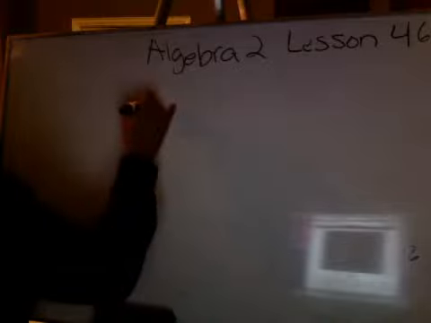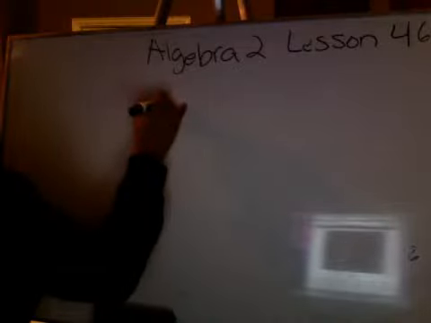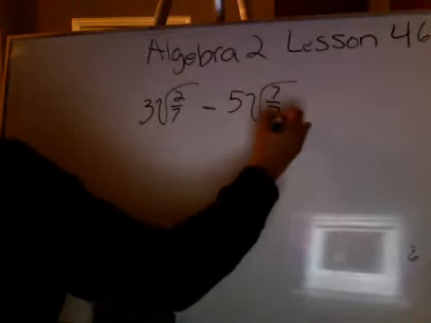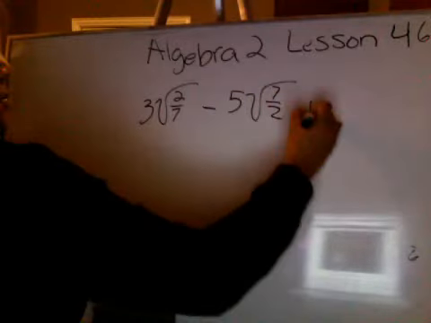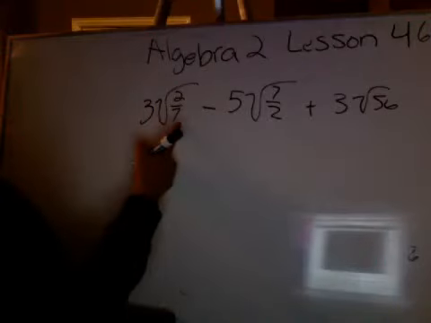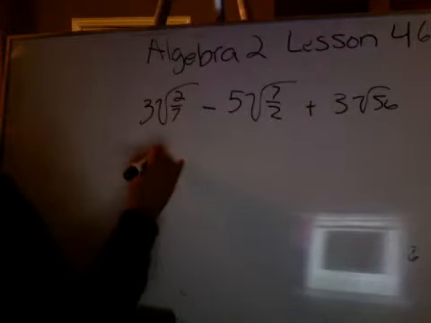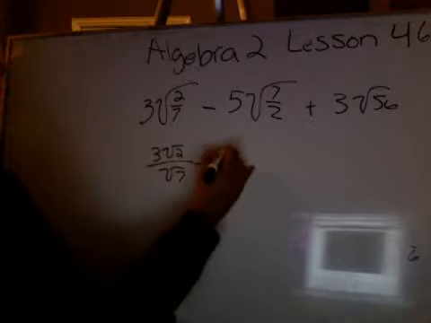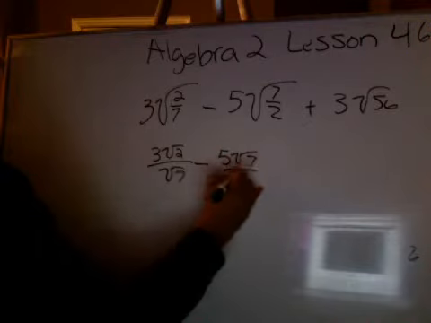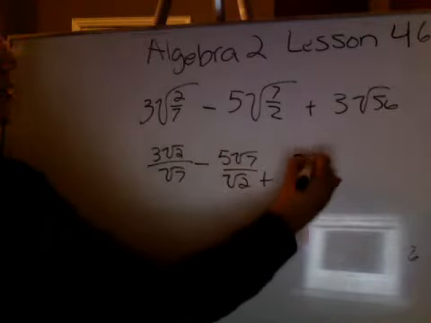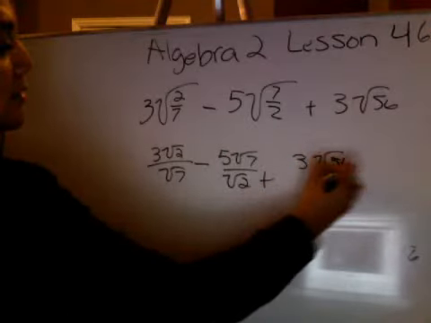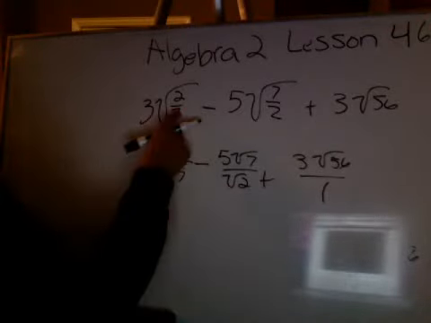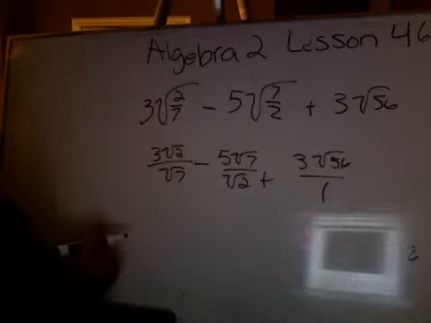And let's take 3 square root of 2 over 7 minus 5 square root of 7 over 2 plus 3 square root of 56. So the first thing we do is we want to separate the numerator and the denominator. We have a theorem that says that 5 square root of 7 over square root of 2 plus 3 square root of 56 over 1. And we have to remember that this is still square root of 2. Just because we separate it, we don't take it out.